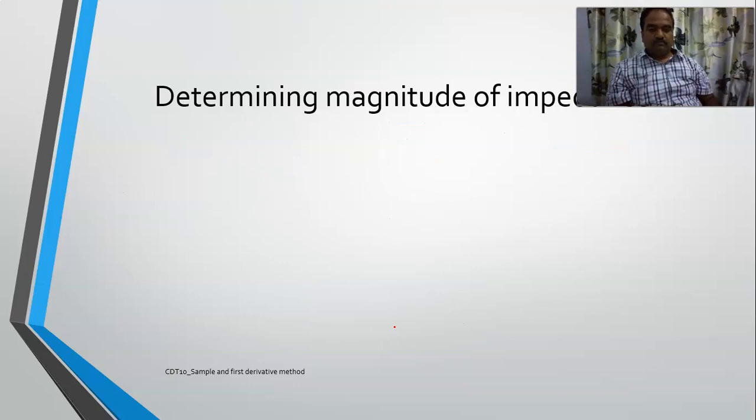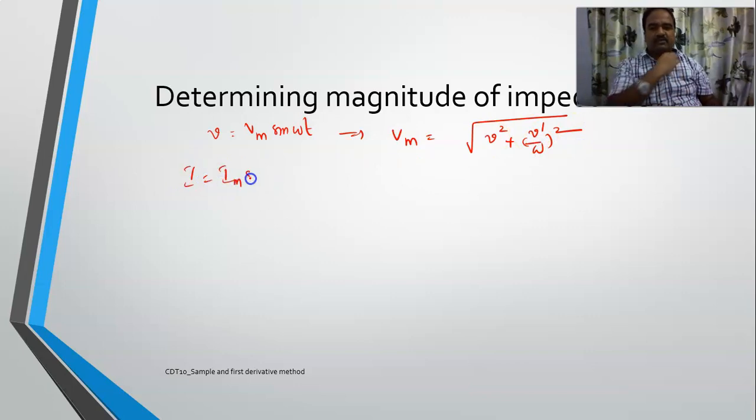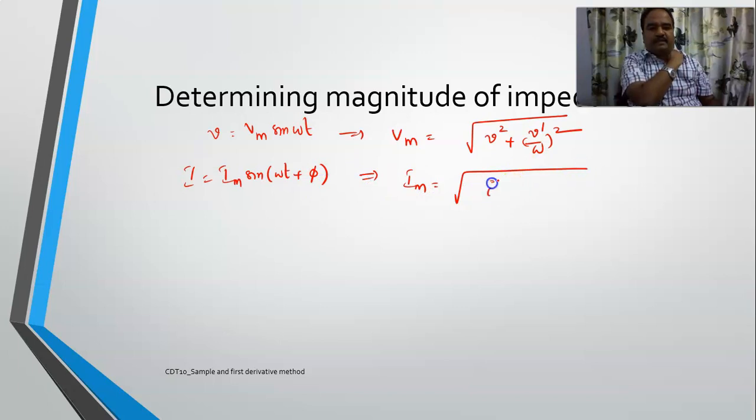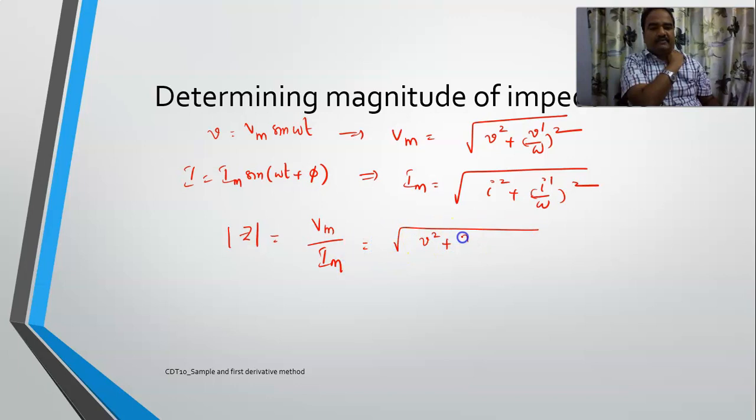Now, when V is equal to Vm sin(omega t), you know how to determine the maximum value Vm, right? It was the square root of V square plus (V dash by omega) whole square. If I is equal to Im sin(omega t plus theta), or phi, whatever you feel it as, then Im is equal to, again, the square root of I square plus (I dash by omega) whole square. Now the magnitude of impedance is always equal to Vm by Im, right? So it is very simple that I will directly utilize these equations.